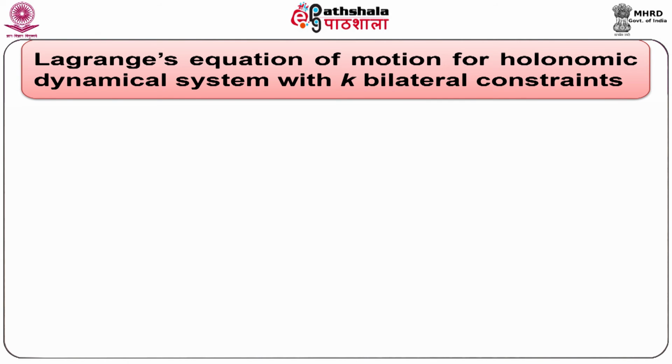Let us discuss Lagrange's equation of motion for a holonomic dynamical system with k bilateral constraints. At first, let us recall the bilateral constraints. If in a constrained motion at each and every point on the constrained surface, forward and backward motions are possible, then the constraint relations are expressed by equations. Such types of constraints are known as bilateral constraints.